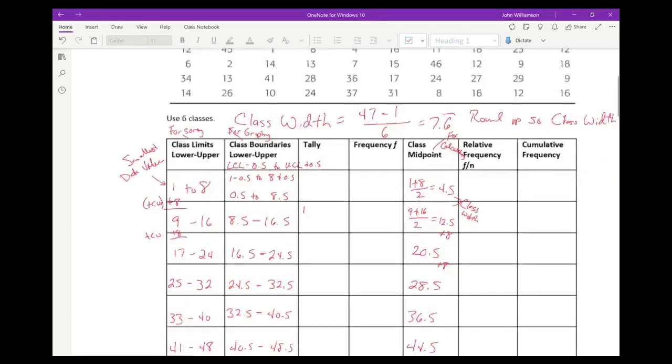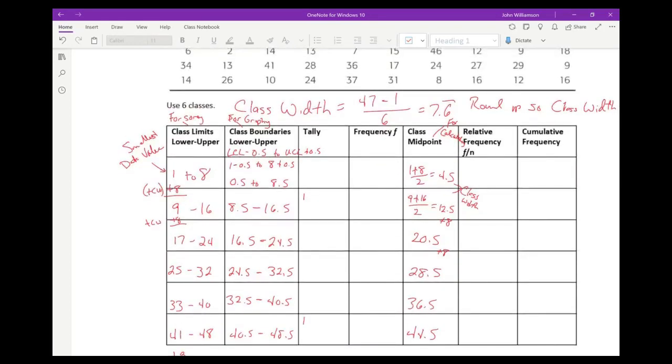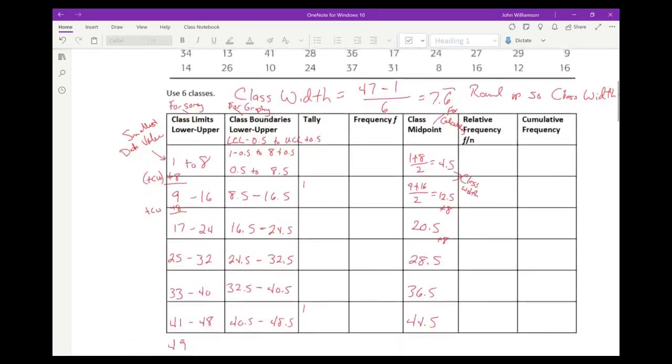So we go through 47, that's going to be down here between 41 and 48. 10, that's going to be between 9 and 16. And so we go through and we do that for every single data value. Now I'm going to cheat a little bit because I know what these should be. All right, so we've now gone through that process of tallying up every single data value. So we have our tallies, which just count up how many of the data values lie in each class.